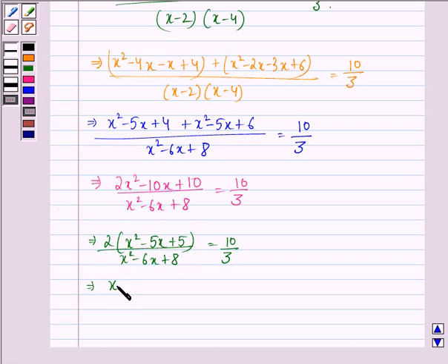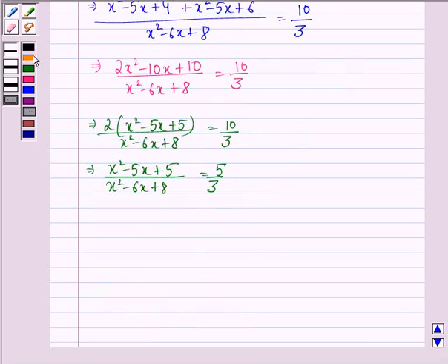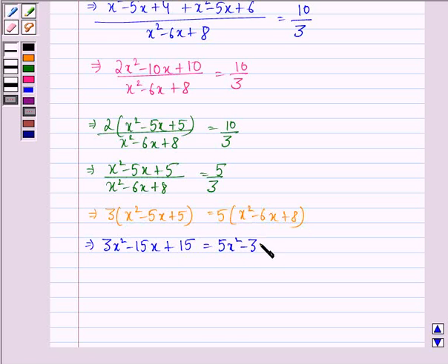This implies (x² - 5x + 5) / (x² - 6x + 8) = 5/3, which further implies that 3(x² - 5x + 5) = 5(x² - 6x + 8). This implies 3x² - 15x + 15 = 5x² - 30x + 40. This implies 5x² - 3x² - 30x + 15x + 40 - 15 = 0.